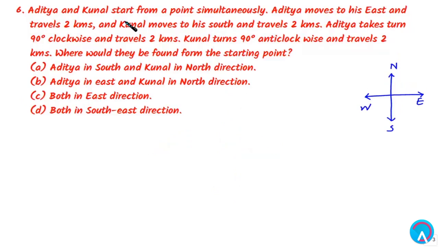Let's do question number 6. Aditya and Kunal start from a point simultaneously. Aditya moves to his east and travels 2 kilometers, and Kunal moves to his south and travels 2 kilometers. Aditya takes a 90-degree clockwise turn and travels 2 kilometers. Kunal turns 90-degree anti-clockwise and travels 2 kilometers. Where would they be found from the starting point?